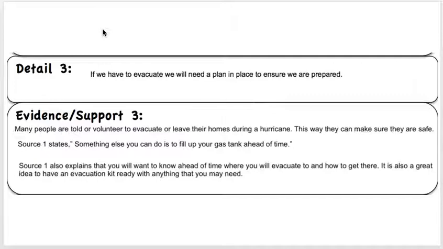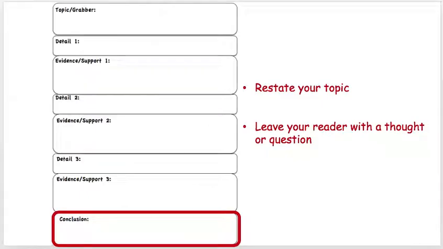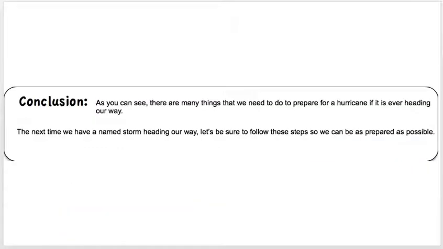And as you can see, I've done a lot of the hard work already. I have my details, so when I go to write my essay, it's going to be pretty easy. I already have a head start on writing it. And then the very last portion of your organizer is the conclusion box. This is where you're going to restate your topic and leave your reader with a thought or a question.